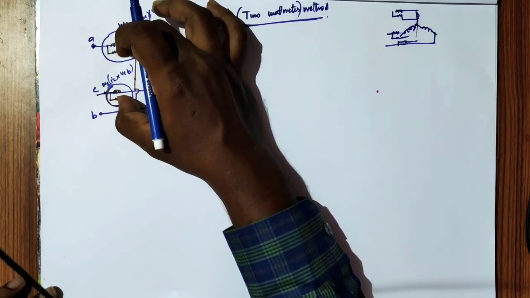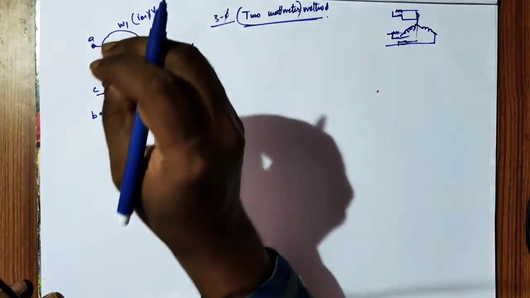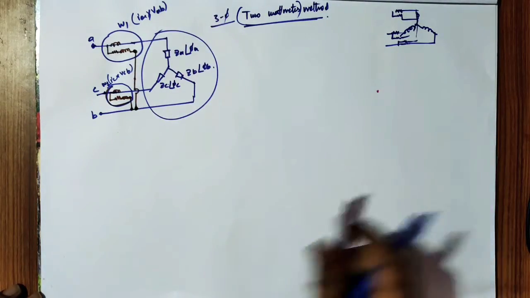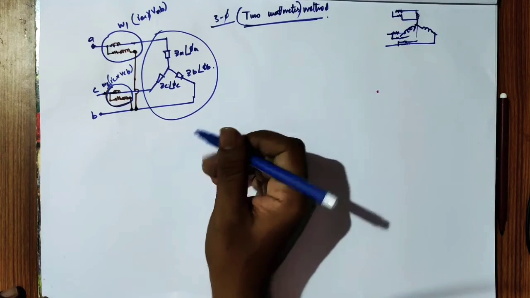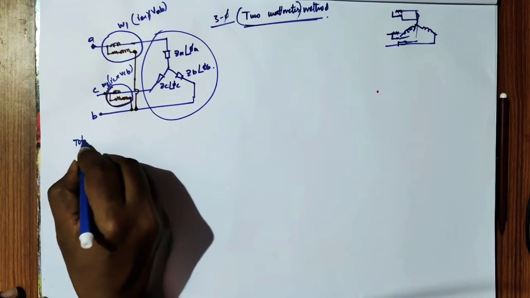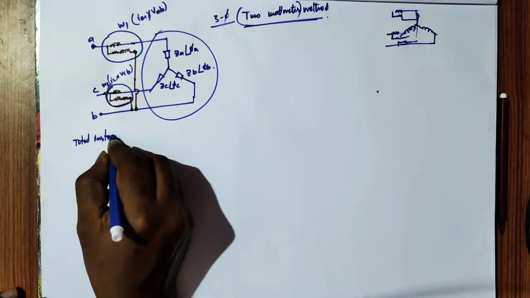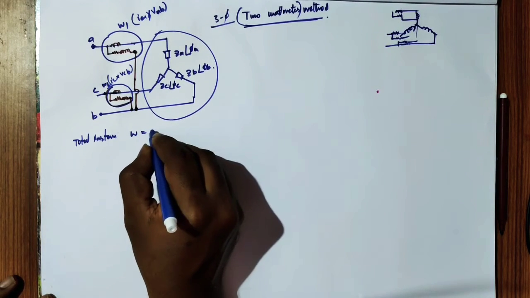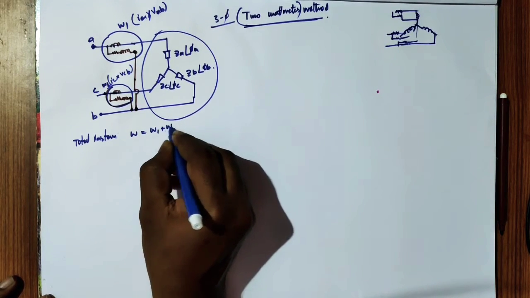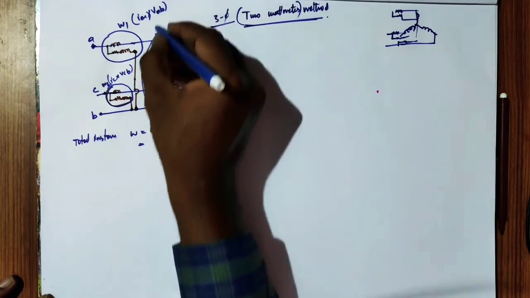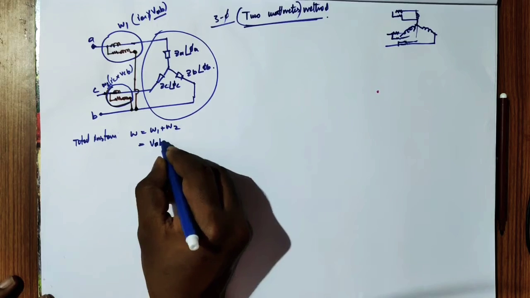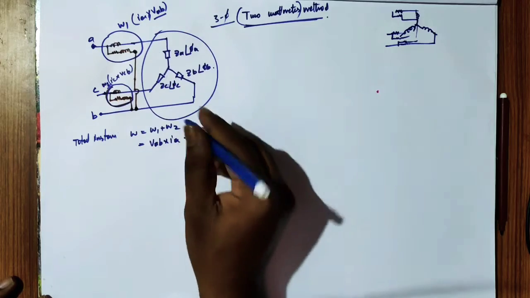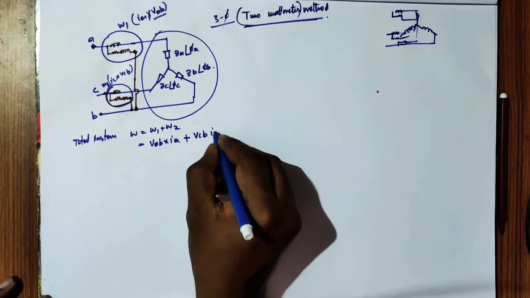Now these 2 wattmeters will be sufficient to find the power absorbed by this load. How we will see now: if you measure with these 2 wattmeters, we'll get the total power, that is total power W equal to W1 plus W2. What is W1 measuring? It is measuring voltage VAB into current IA. And the other wattmeter is measuring voltage VCB and IC.